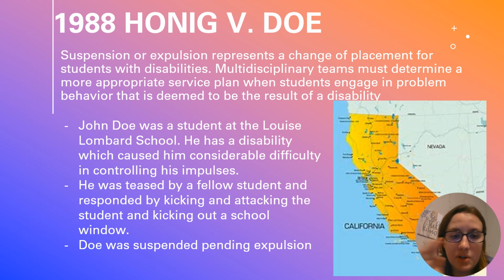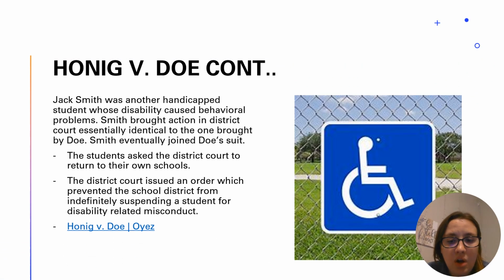The next act that I was talking about is 1988, Honig versus Doe. In this one, the suspension or expulsion represents a change of placement for students with disabilities. Multidisciplinary teams must determine a more appropriate service plan where students engage in problem behavior that is deemed to be the result of a disability. And here I have a picture of a handicap sign. Jack Smith was another handicapped student whose disability caused behavioral problems. Smith brought action in district court essentially identical to the one brought by Doe. Smith eventually joined Doe's lawsuit.